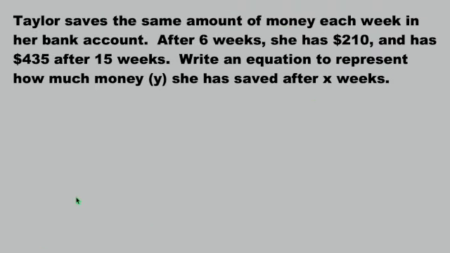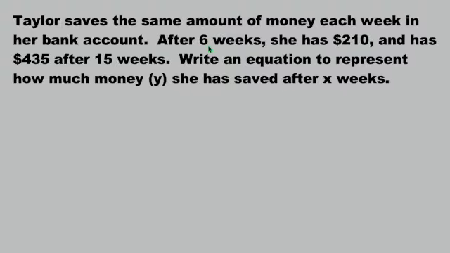All right, and finally, what if we have a big bad word problem instead of just information given to us? So we have Taylor saving the same amount of money each week in her bank account. After 6 weeks, she has $210 and then has $435 after 15 weeks. Write an equation to represent how much money, that's y, she has saved after x weeks.